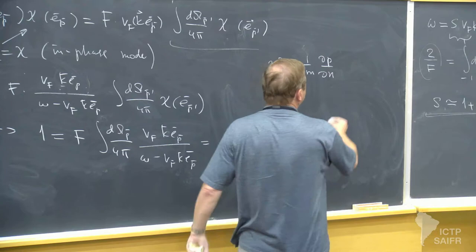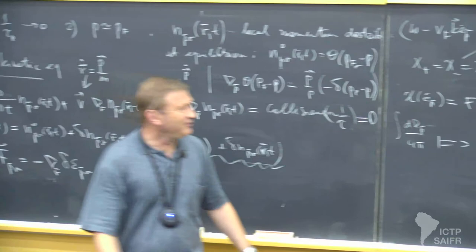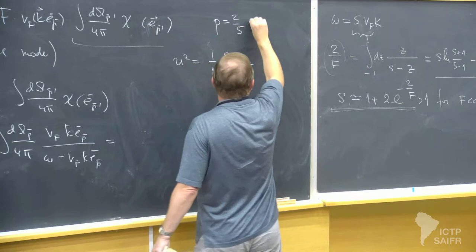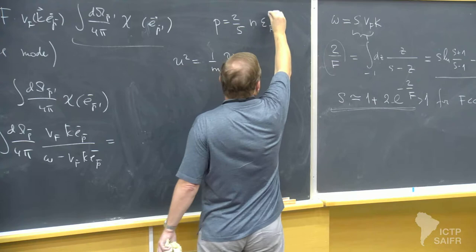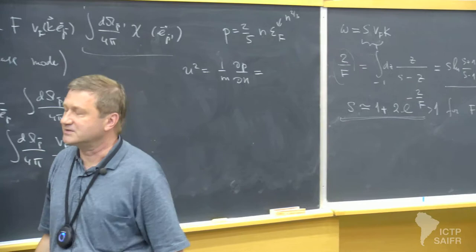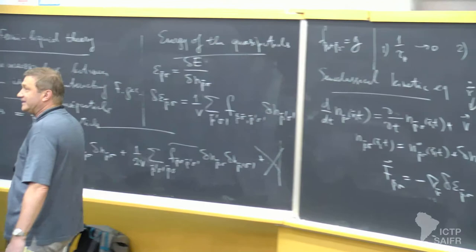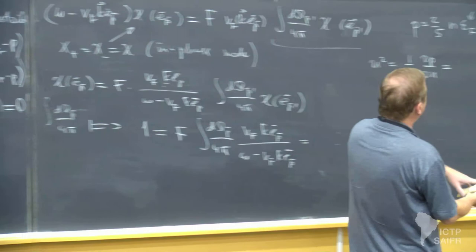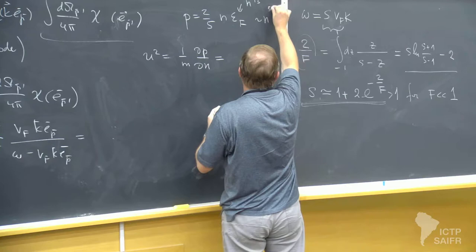If you perform these calculations, you can do it clearly because we know that p is 2/5 n times epsilon Fermi. So in total, you have here n, and here n to the power 2/3. Remember, P Fermi is density to the power 1/3. Therefore, epsilon Fermi, which is P Fermi squared, is density to the power 2/3. So in total, this thing scales like n to the 5/3.